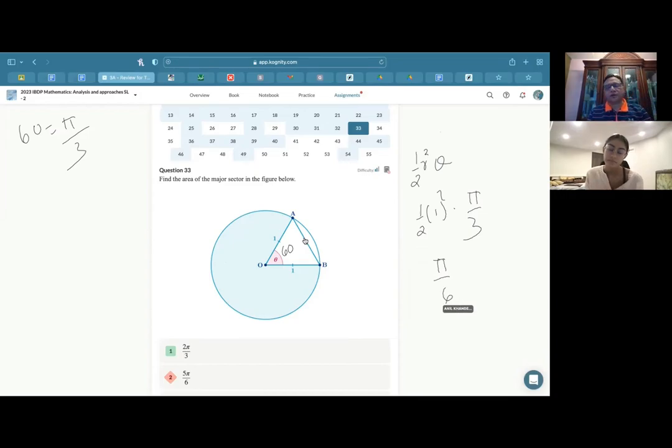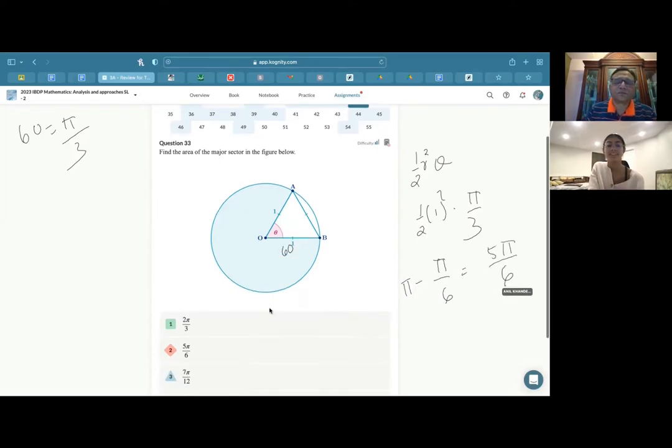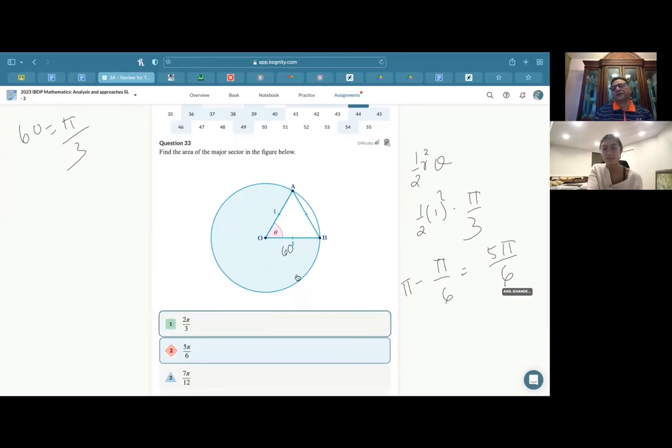And the total area is pi r square, so pi r squared is just pi. So then you go pi minus pi over 6, and you get 5 pi by 6. And then there's your answer: 5 pi by 6. That's correct.